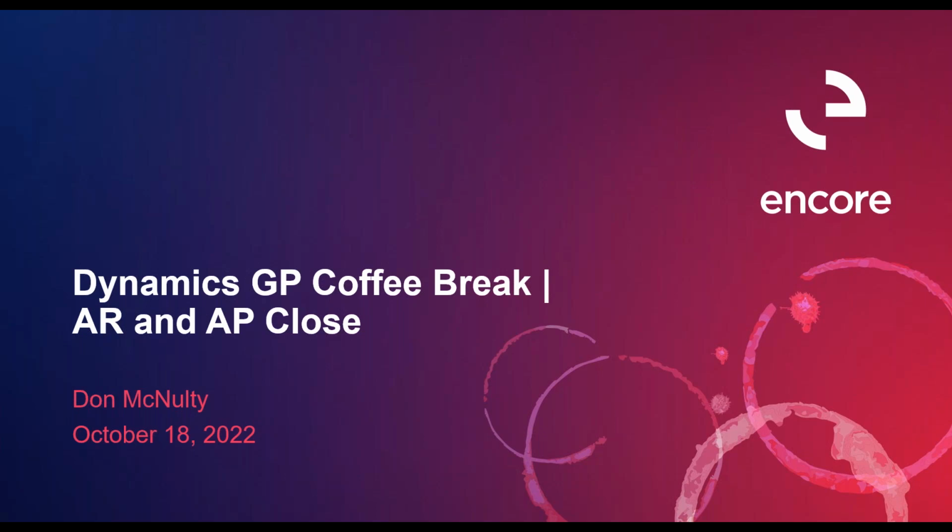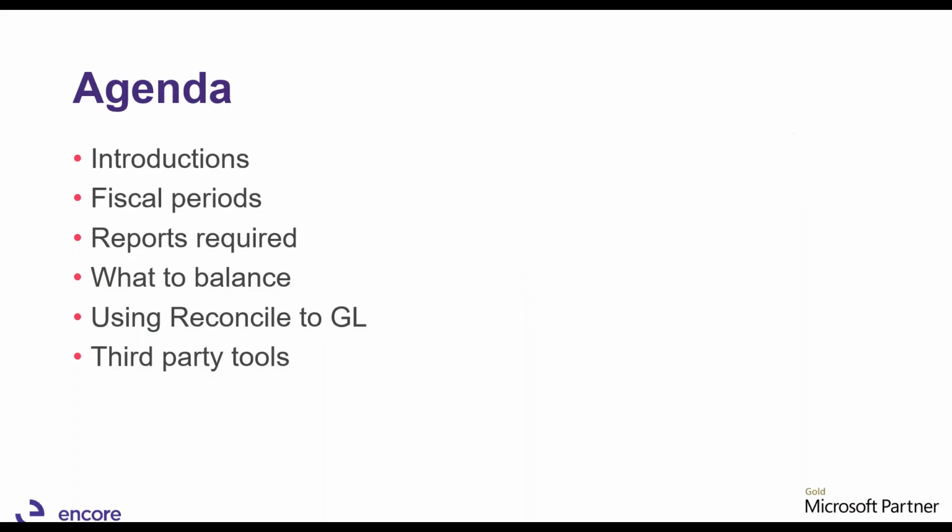All right, welcome everyone. Hopefully everyone has had a good morning. Today we're going to talk a little bit about AP and AR close, something that the accounting departments have to do on a monthly basis, and what do we balance and how do we balance, and things like that. So let me get started.